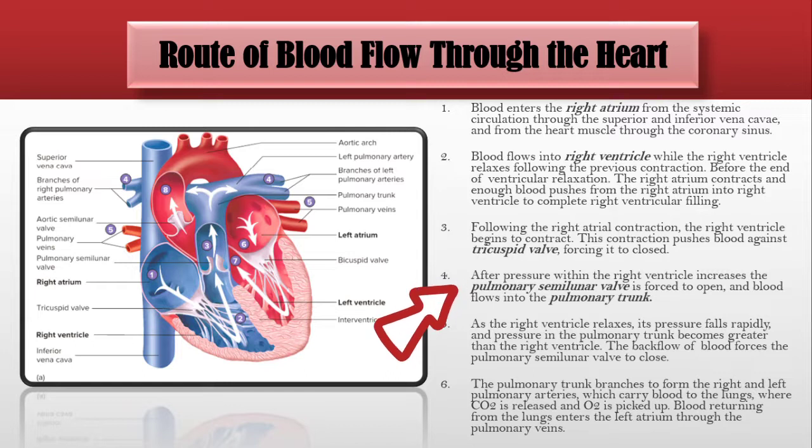After pressure within the right ventricle increases, the pulmonary semilunar valve is forced to open and blood flows into the pulmonary trunk. As the right ventricle relaxes, its pressure falls rapidly and pressure in the pulmonary trunk becomes greater than in the right ventricle. So, the backflow of the blood forces the pulmonary semilunar valve to close. The pulmonary trunk branches to form the right and left pulmonary arteries, which carry blood to the lungs where carbon dioxide is released and oxygen is picked up.